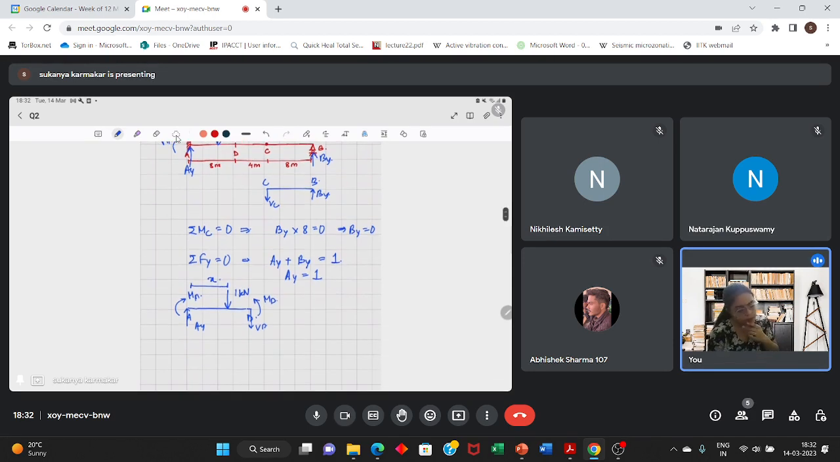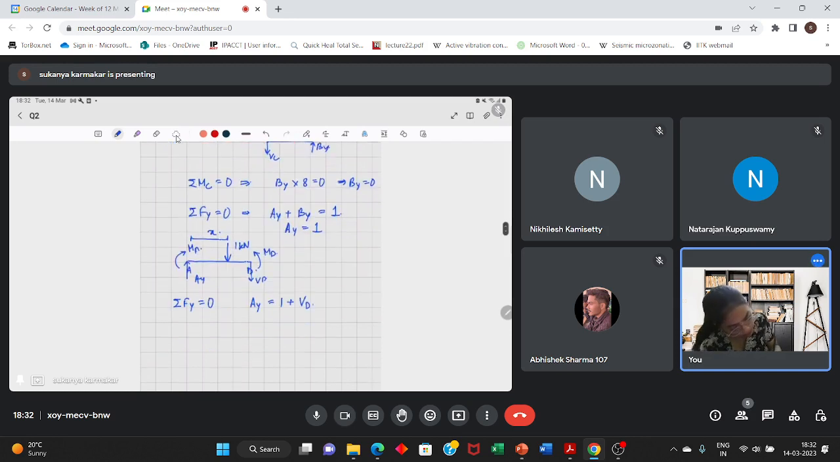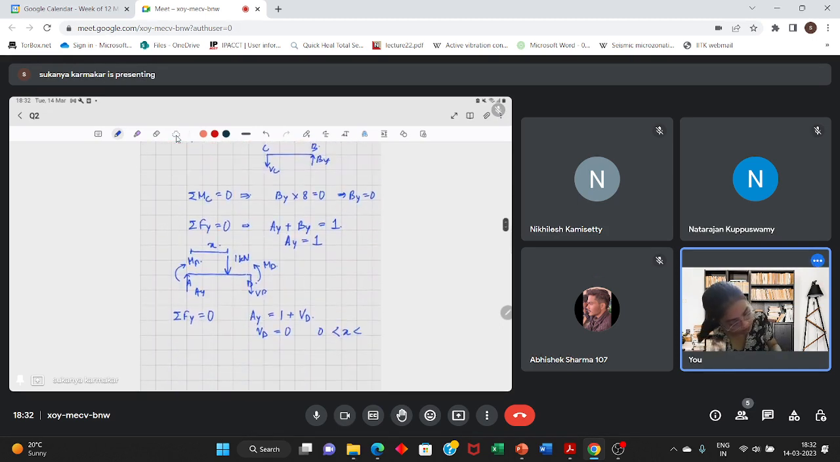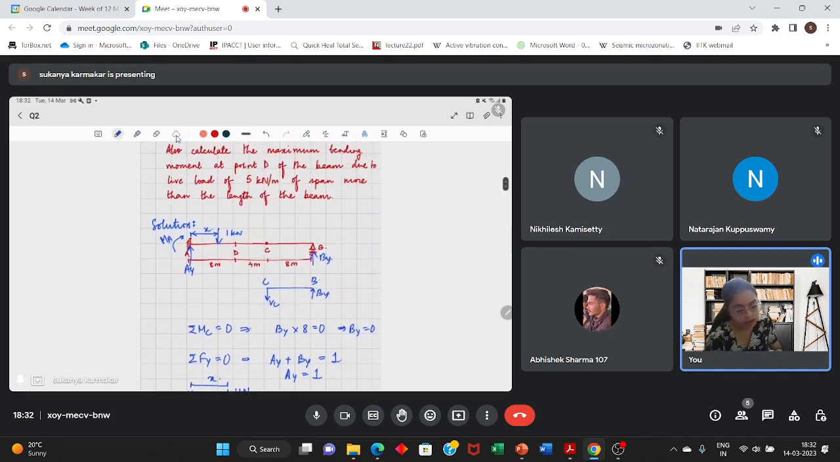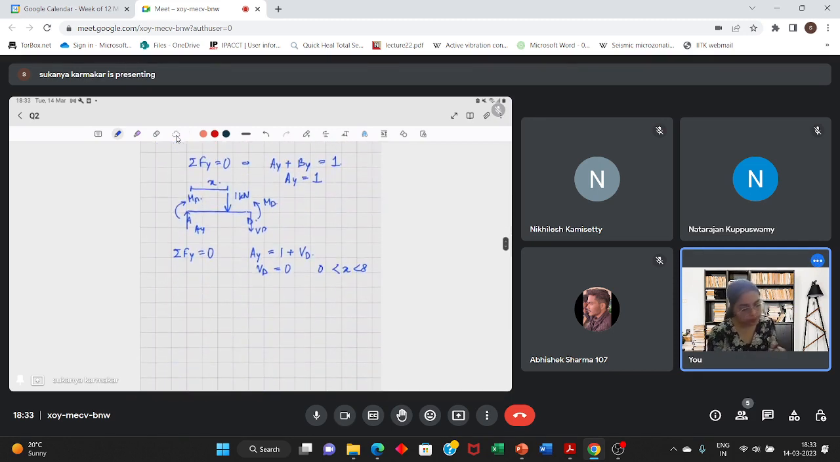You have the unit load acting here, 1 kilonewton at a distance of x. Now here, do summation of Fy equal to 0. Ay is equal to 1 plus Vd. So from here, Ay is 1, so Vd is equal to 0. And here, x is varying from 0 to 8 meters. This is true only when x lies between A and D. So x is varying from 0 to 8. So this is the first expression.